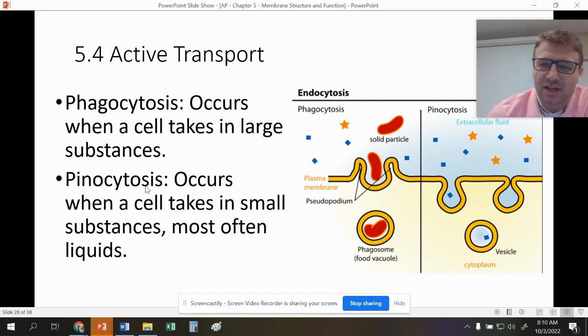This is how bacteria actually kind of drink. I know it's weird thinking of bacteria drinking, but they need liquids. So what they do is take in small vesicles of liquid and incorporate that liquid into their cell.